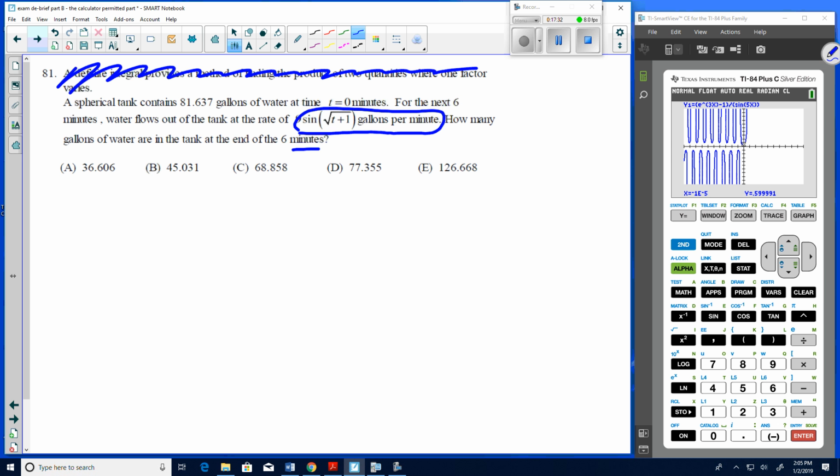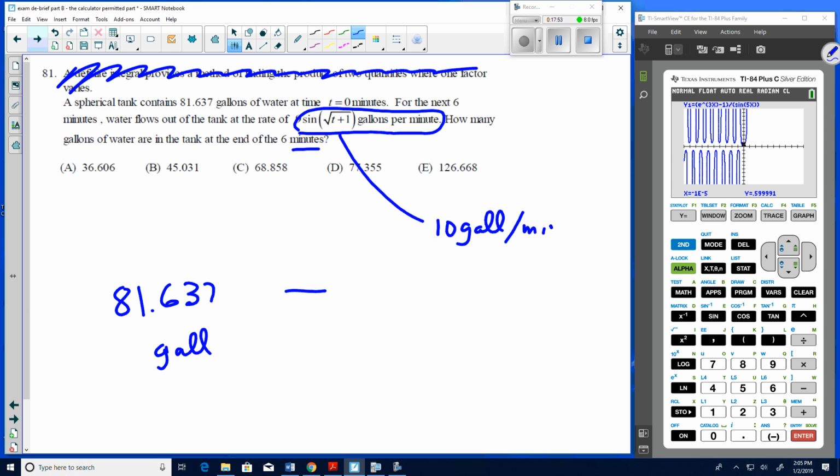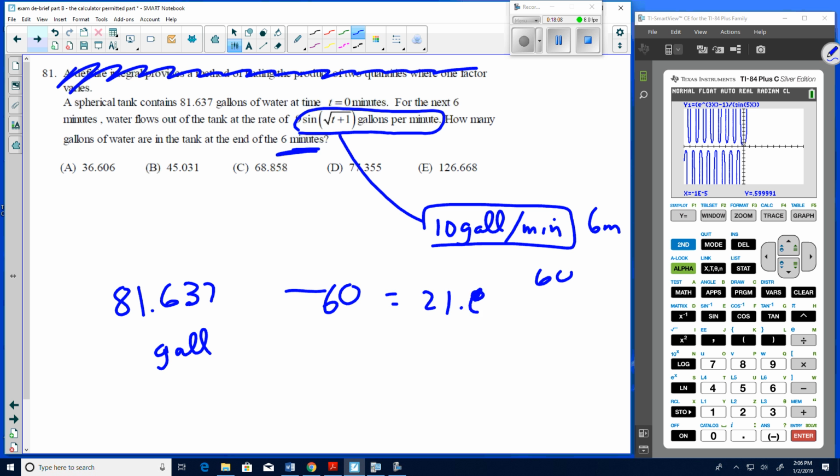Let's go to a middle school problem. Let's suppose we had 81.637 gallons originally, and water flowed out at a rate that was constant. Suppose it came out at 10 gallons per minute. So I just kept it the same. And the question was, how much would be in there at the end of 6 minutes? Well, let's see, 10 gallons a minute times 6 minutes, we would have lost 60 gallons, right? So the answer would be 21.637. That's if the rate coming out is a constant. Easy.